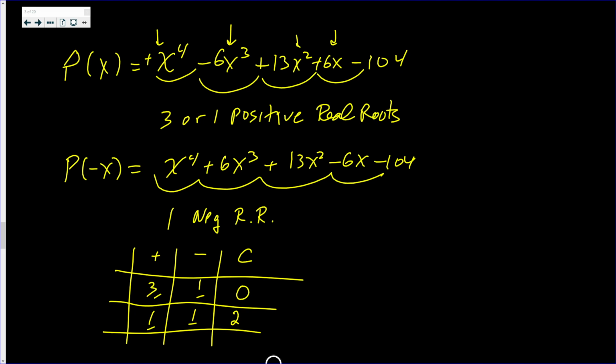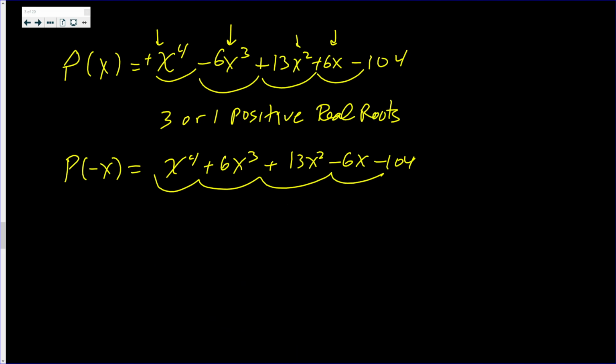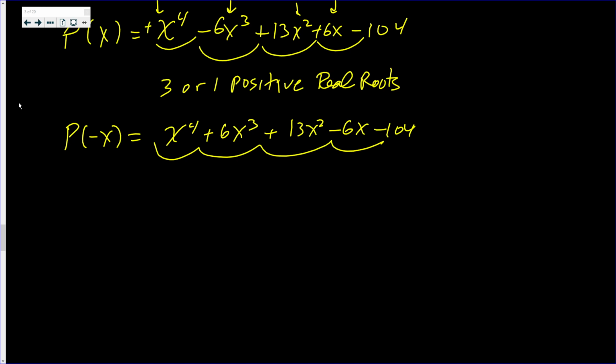Let me just get rid of this. How do we go about finding it? Actually, I want to keep that table up here. Plus, minus, complex. You can have 3 or 1, and definitely 1 negative. So, we have that. That is, we have to find a negative real root. And if we find 2 positive real roots, go and find the third one.